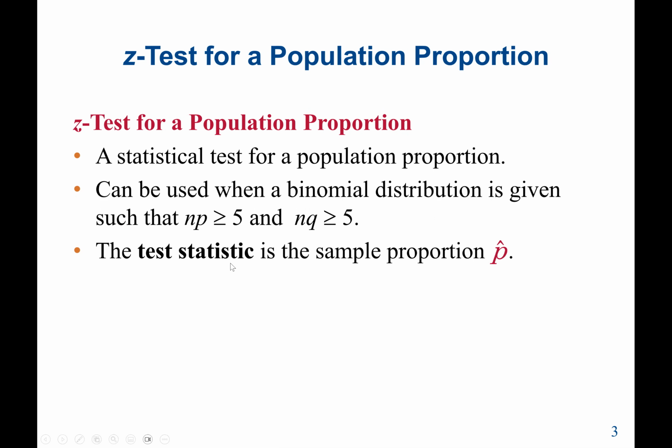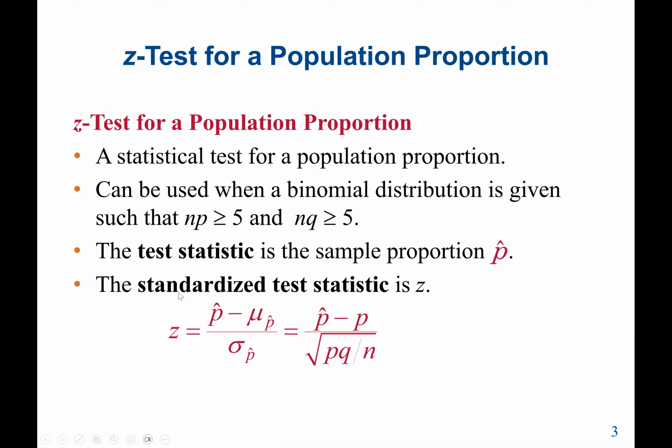Next, the test statistic is the sample proportion. The sample proportion again is P-hat, and that will be our test statistic. Then the standard test statistic is Z, which is P-hat minus P divided by the square root of PQ divided by N.